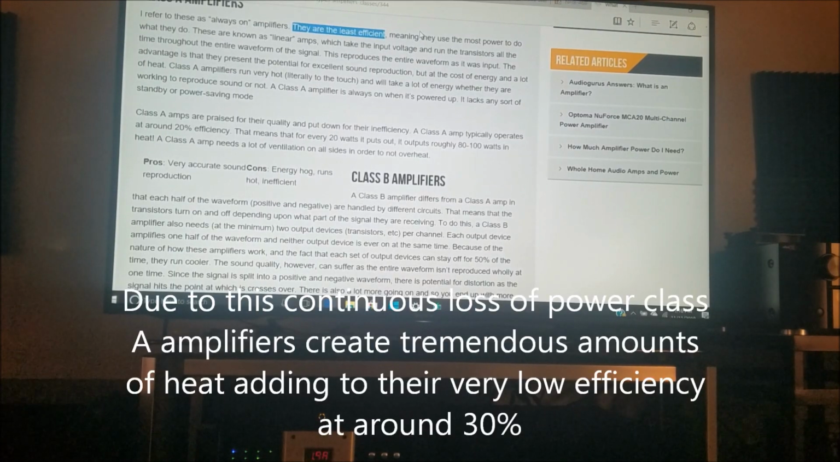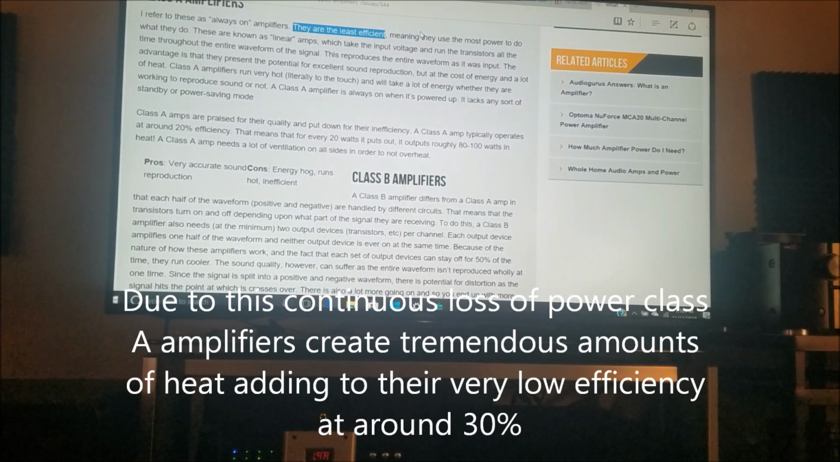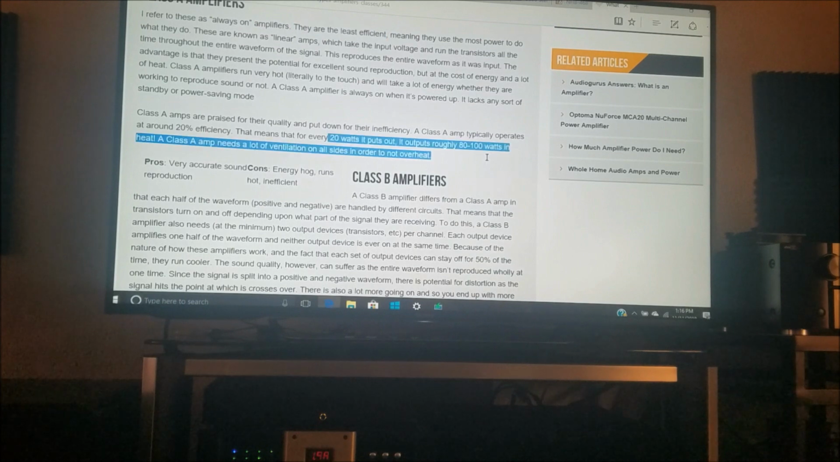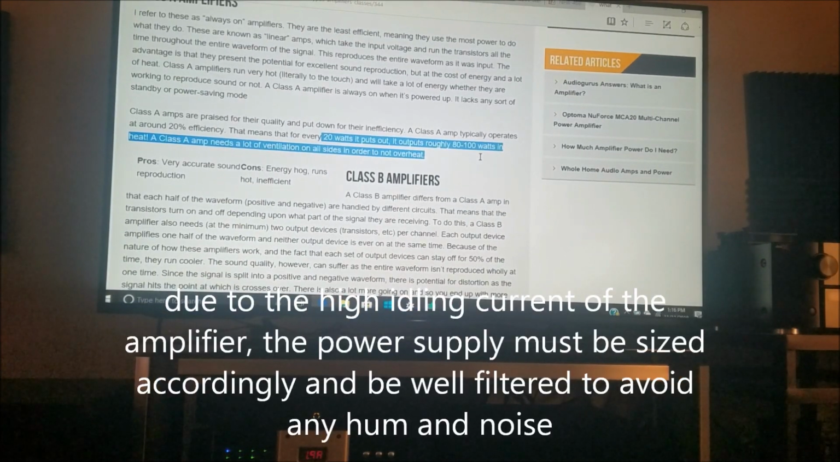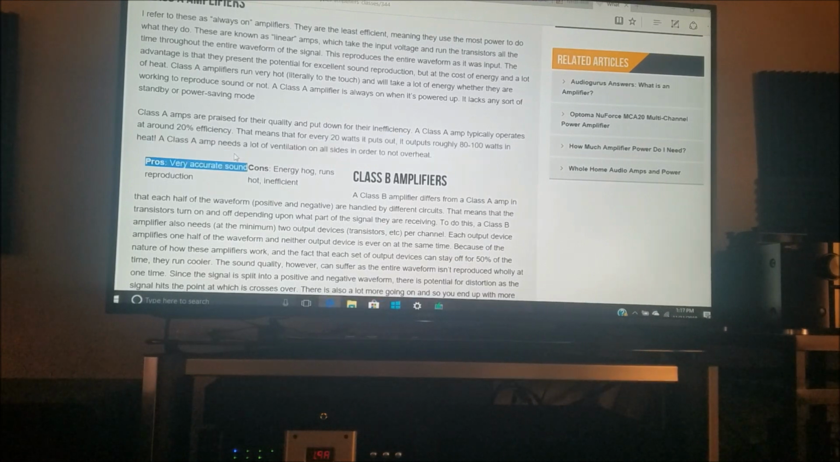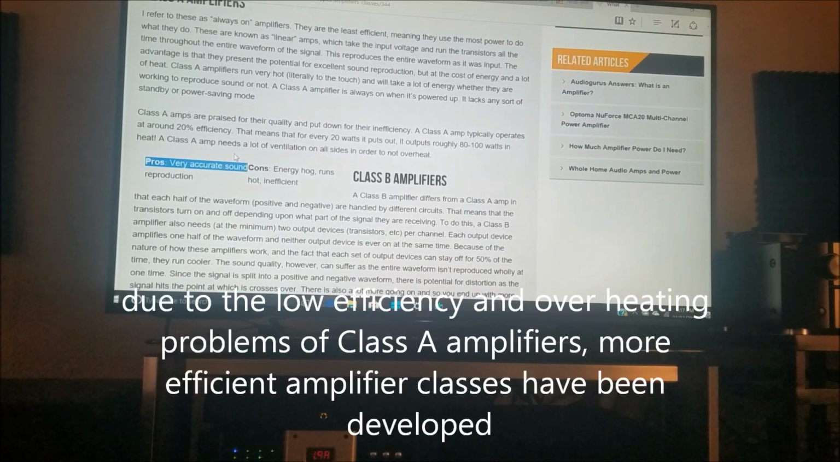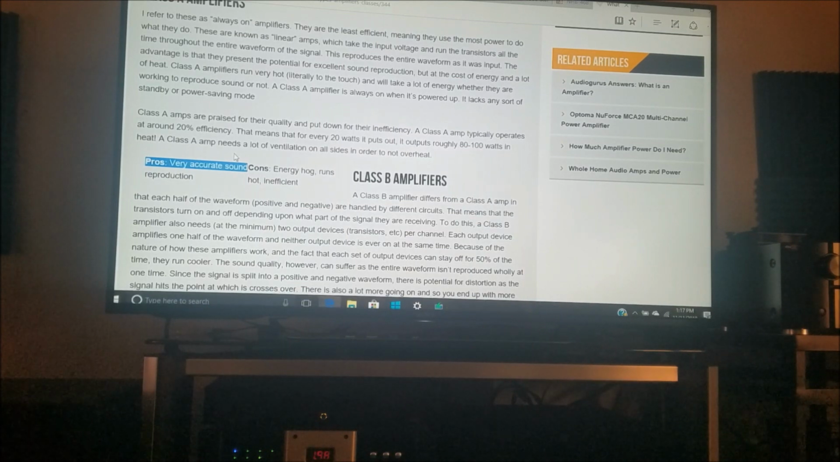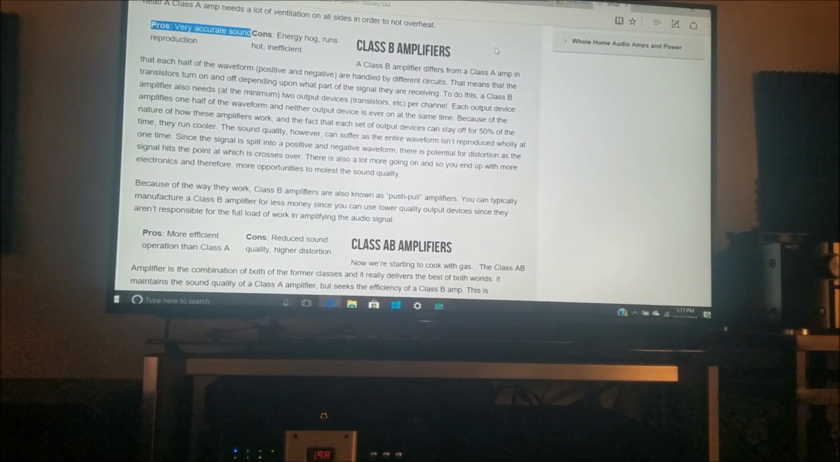But Class A amps are technically the least efficient. They produce a ton of heat, they're large, and they're an older design. As you can see, Class A amps are actually the least efficient amplifier design that exists, but they do have very accurate sound reproduction. The downsides: energy hog, runs hot, it's inefficient, and oftentimes can cost a lot of money.